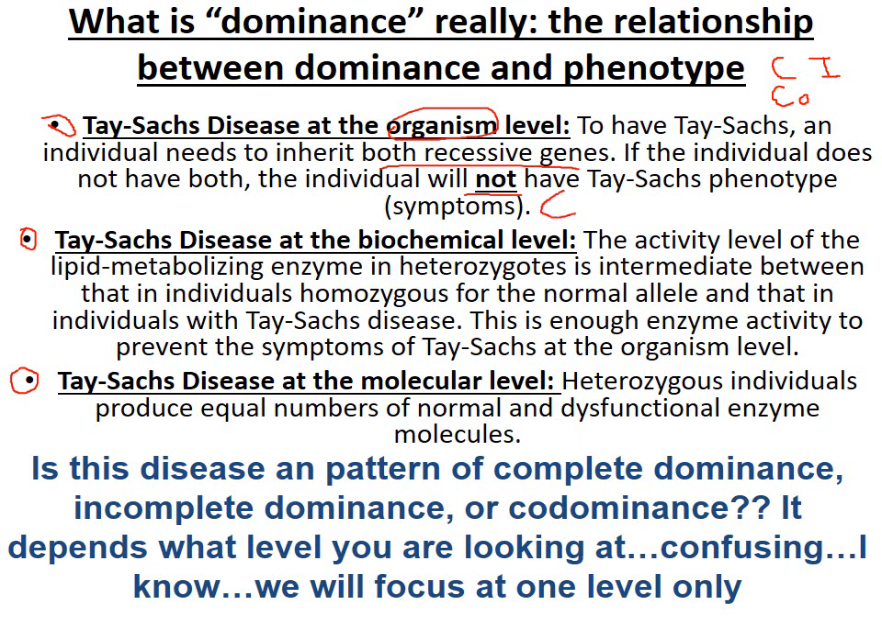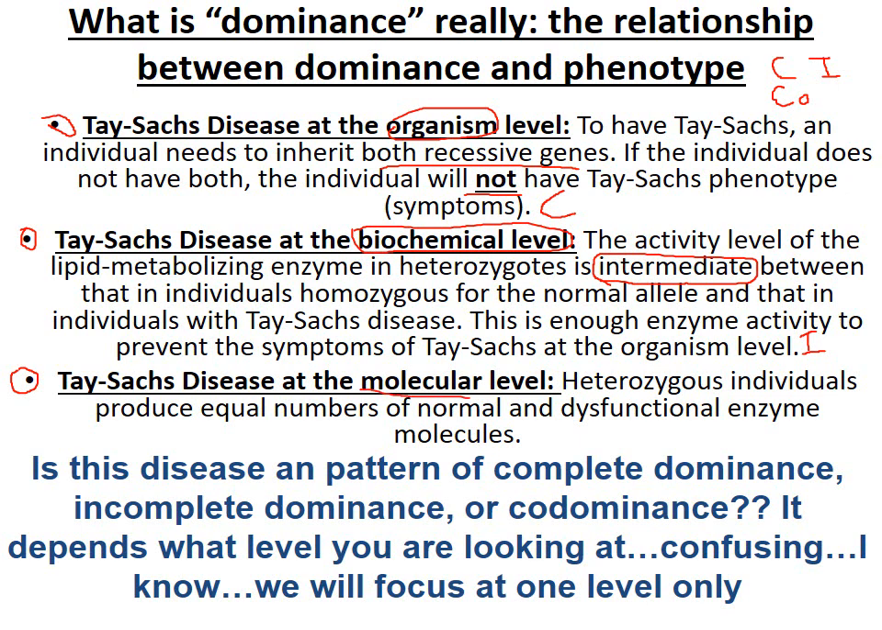Now let's zoom in at the biochemical level, just a different level of studying the organism. It says that the activity level of the lipid metabolizing enzyme in heterozygotes is intermediate between that in individuals that are homozygous for the normal allele. So if you look carefully at the biochemical level, your heterozygous is an intermediate between the two extremes. So if you're an intermediate, that means you have incomplete dominance, somewhere in between.